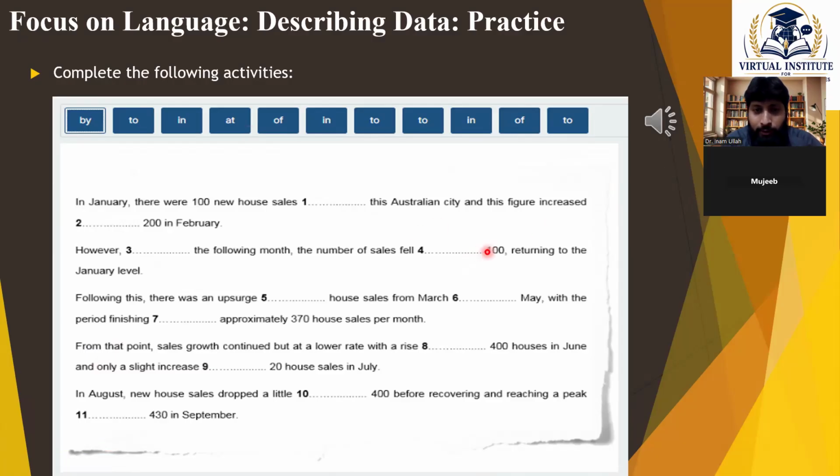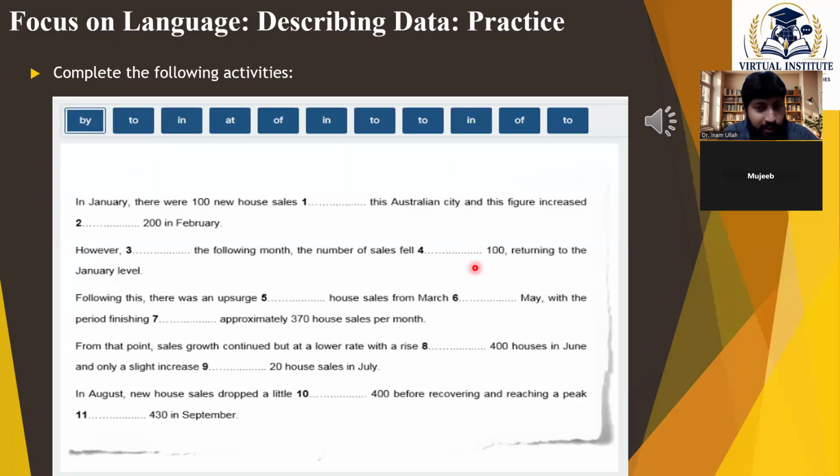Okay, let me tell you. If you look closely, we have made a mistake here, and it was deliberate. In question number 4, the mistake was that the number of sales fell by 100. We have said it fell to 200. When something falls down, it doesn't fall to, it falls by, right? So when the number is given, you say it fell by 100.